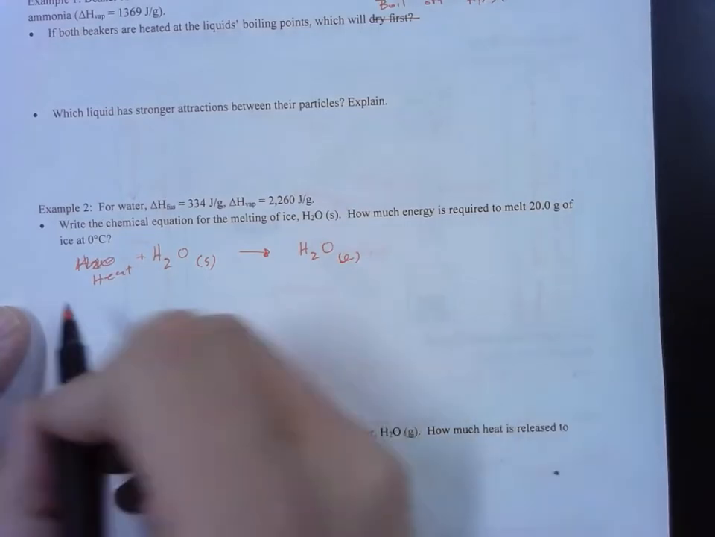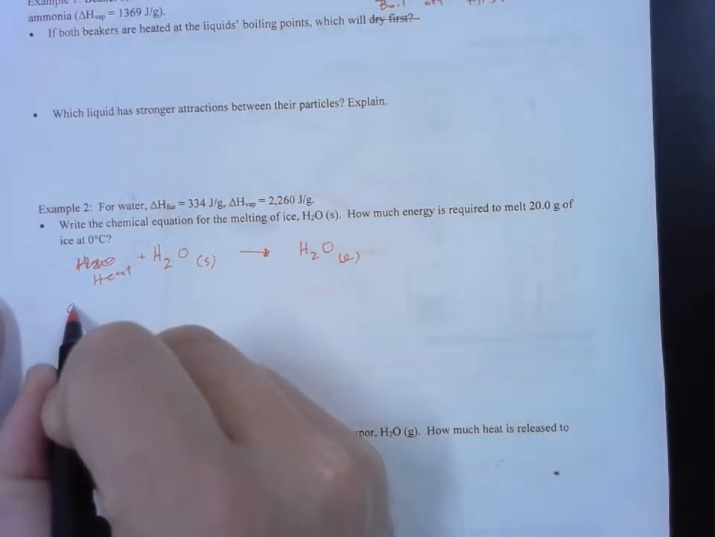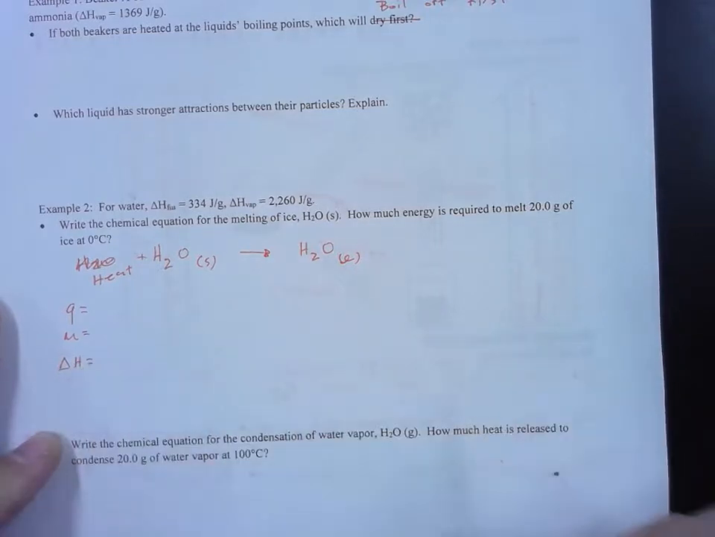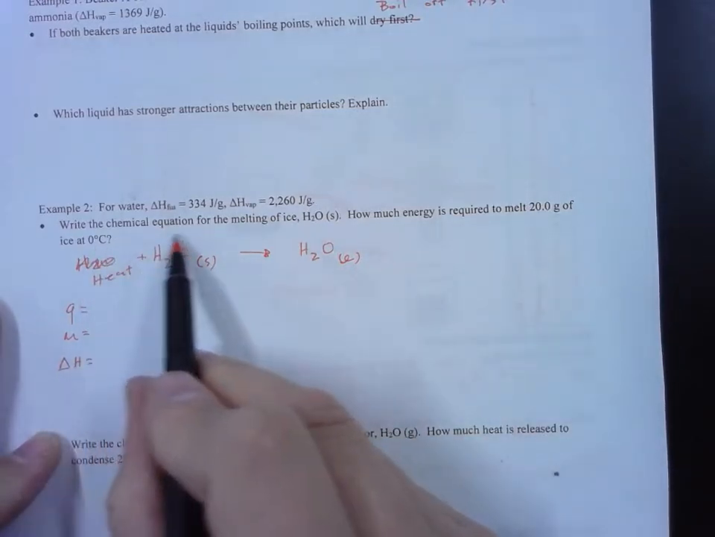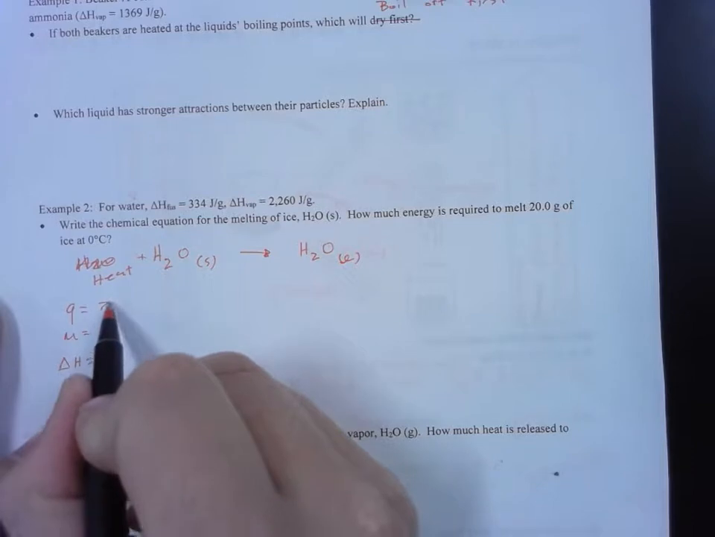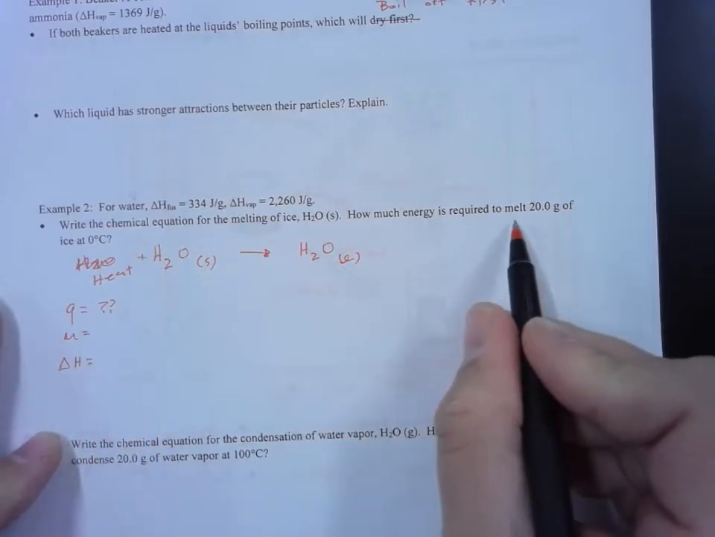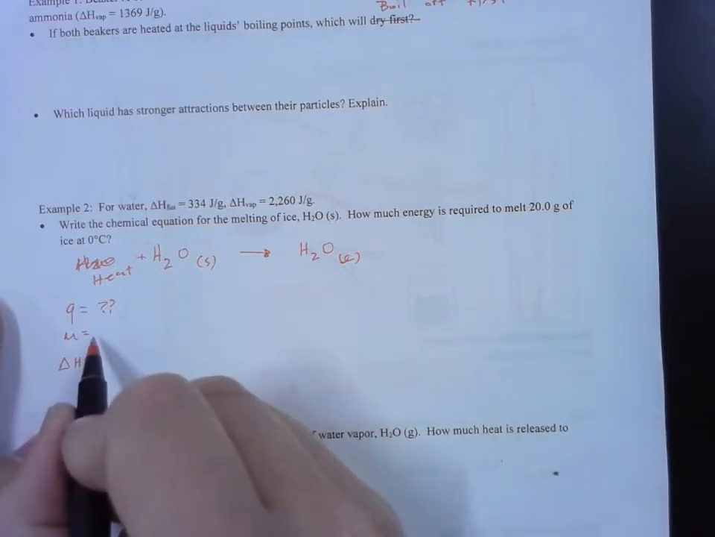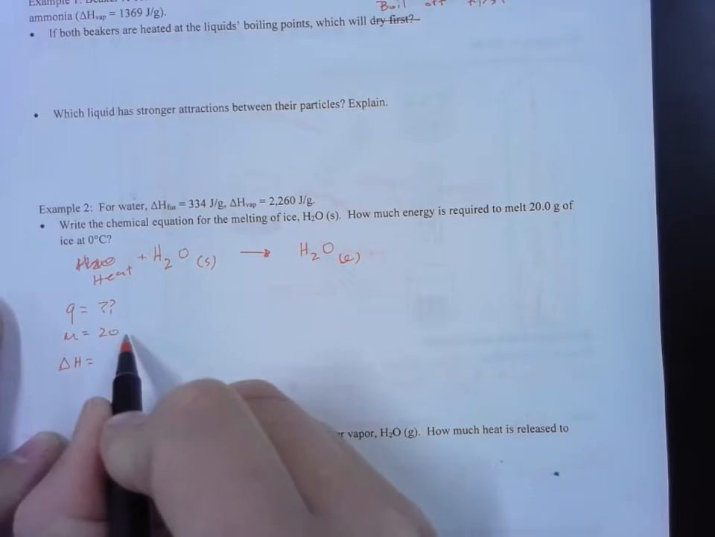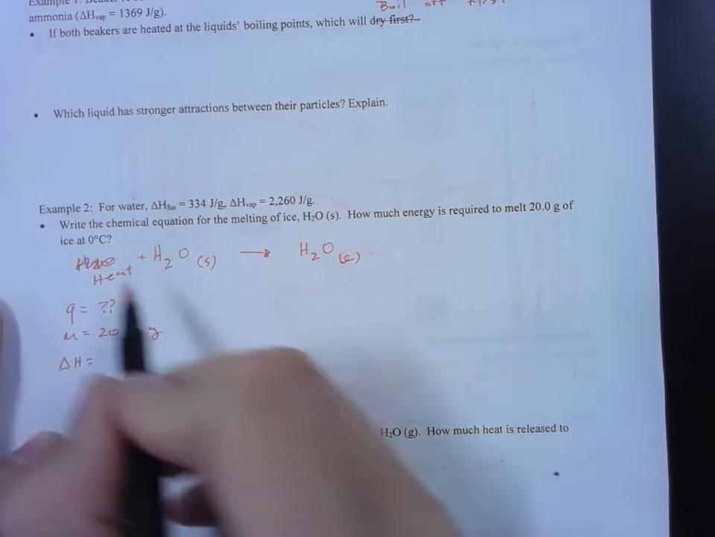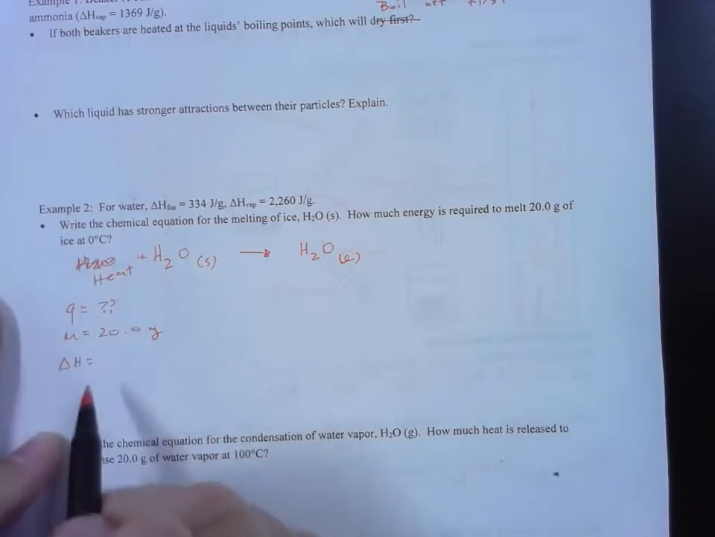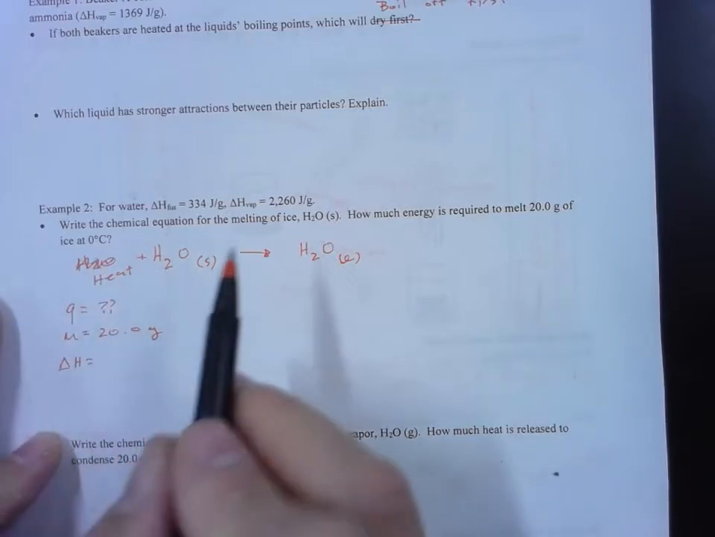Let's go ahead and do this. Q equals, M equals, and delta H equals. They're asking us how much energy, so that's going to be Q, is required to melt 20 grams of ice. So that's your 20 grams, which is M for mass: 20.0 grams at 0 degrees Celsius. That's telling us that we're at the point of fusion, and we're melting now.